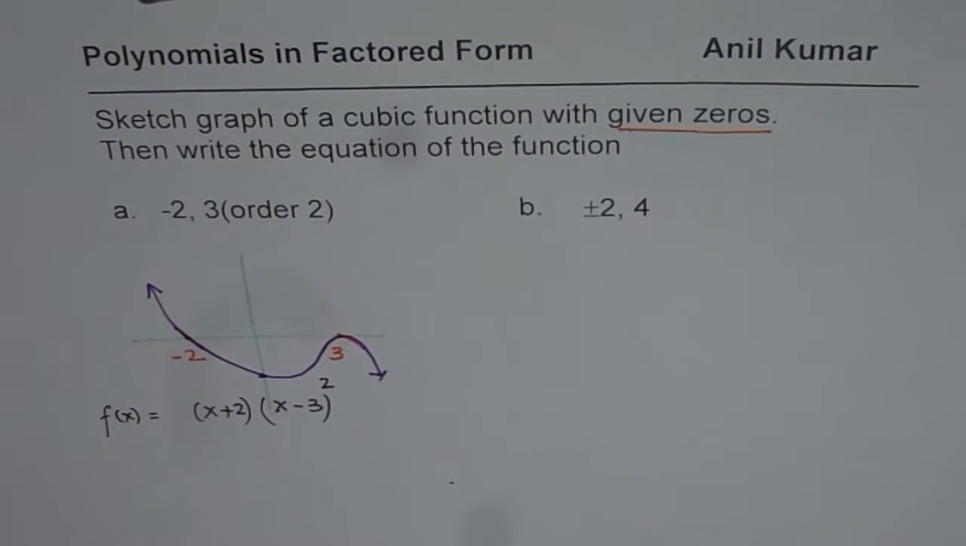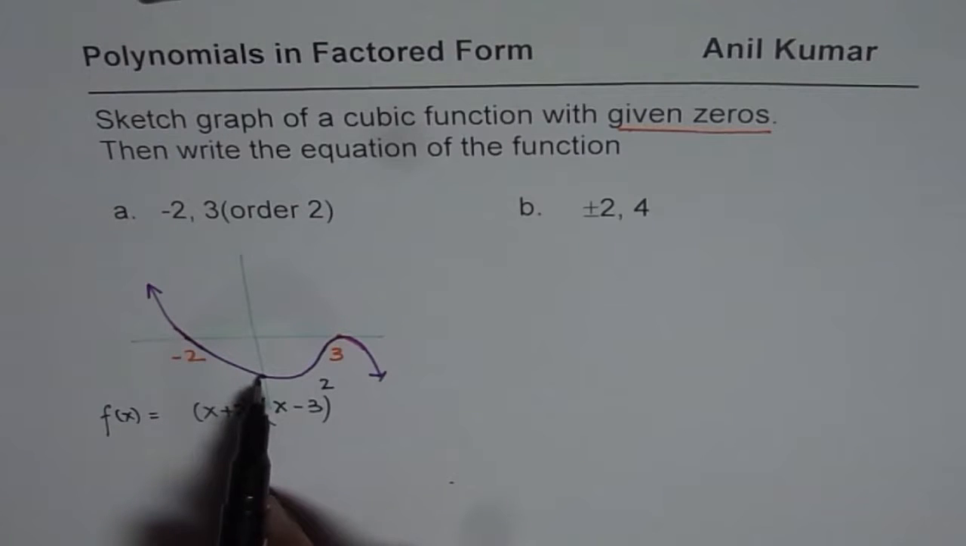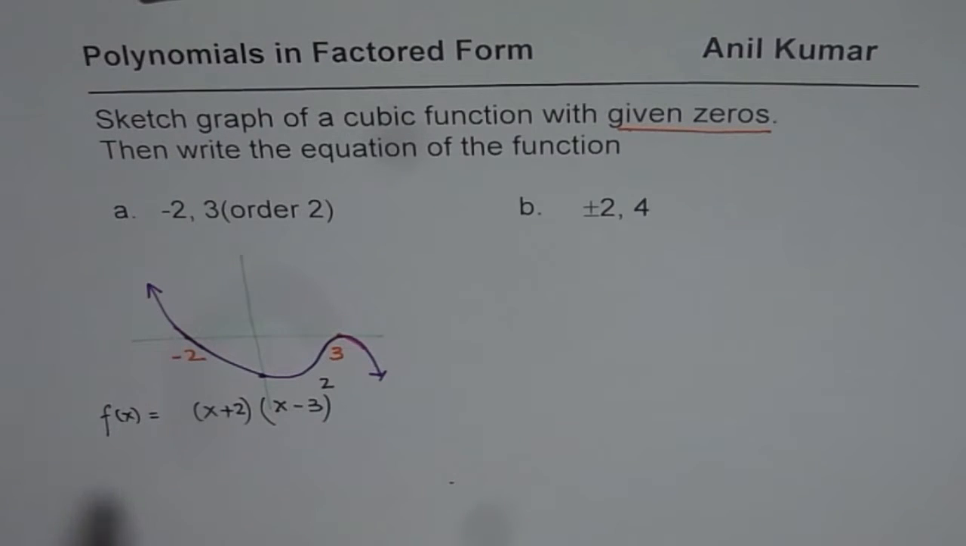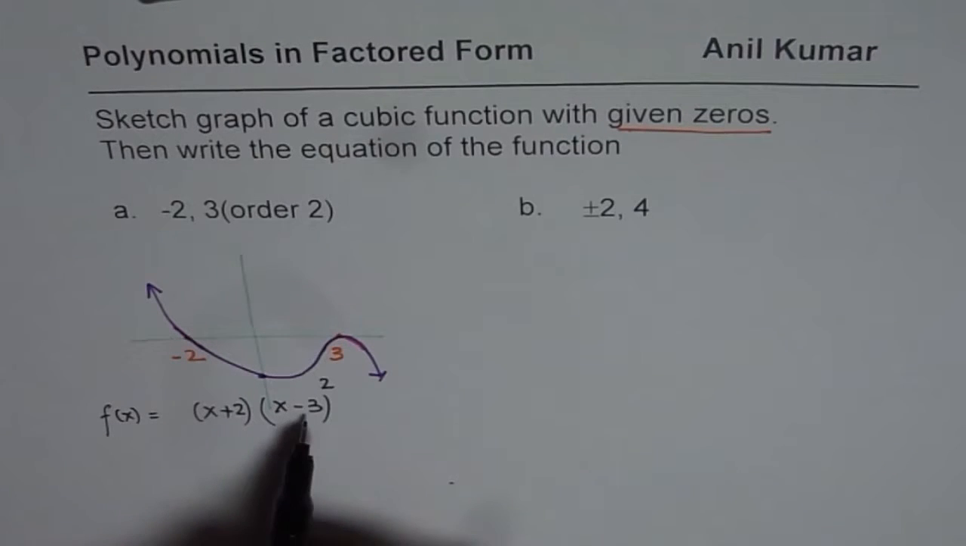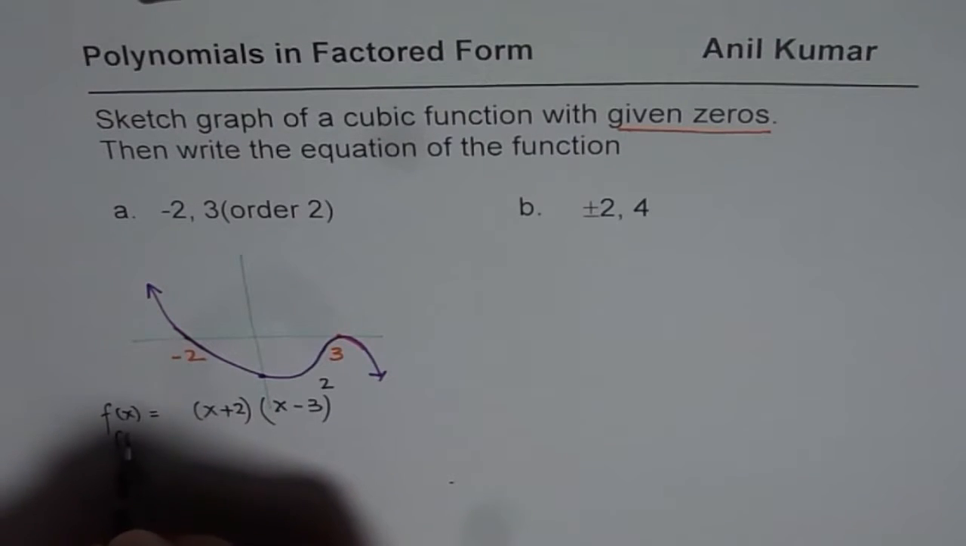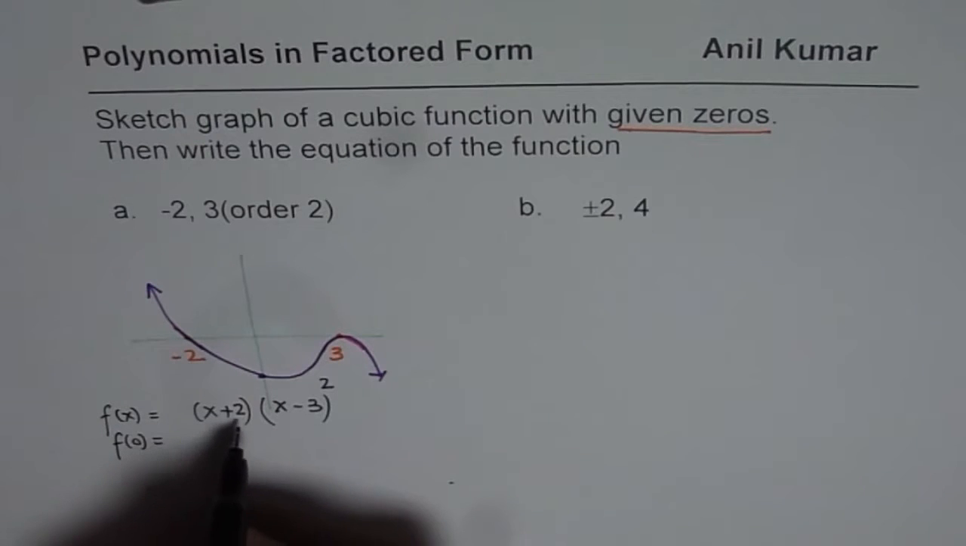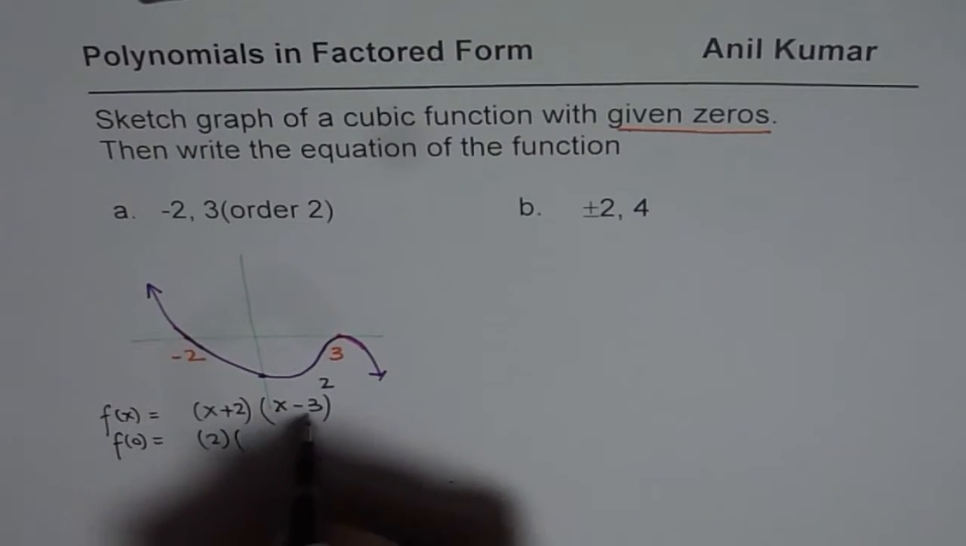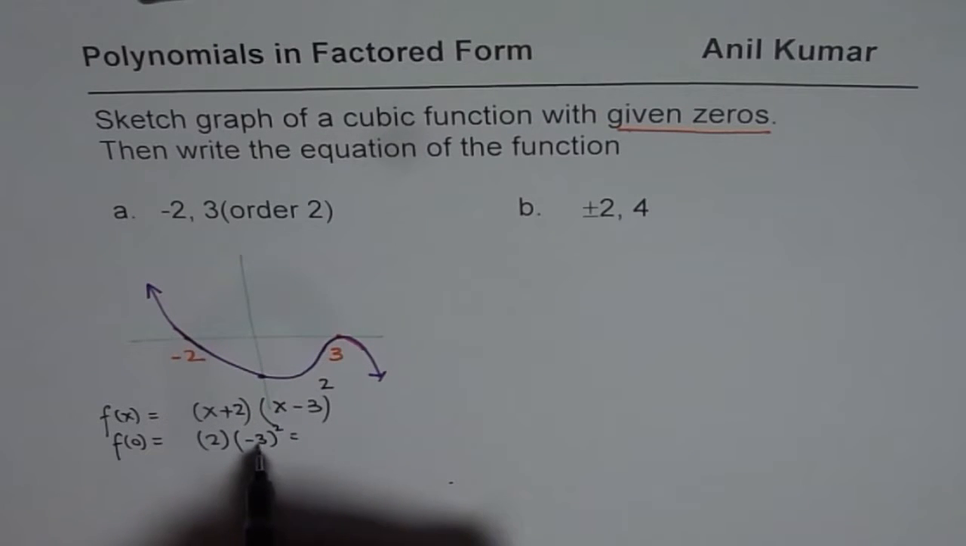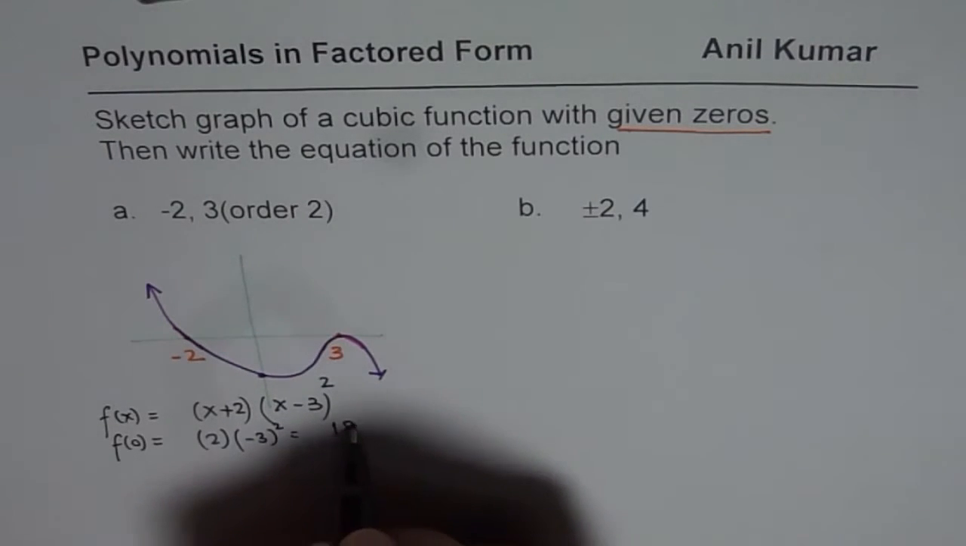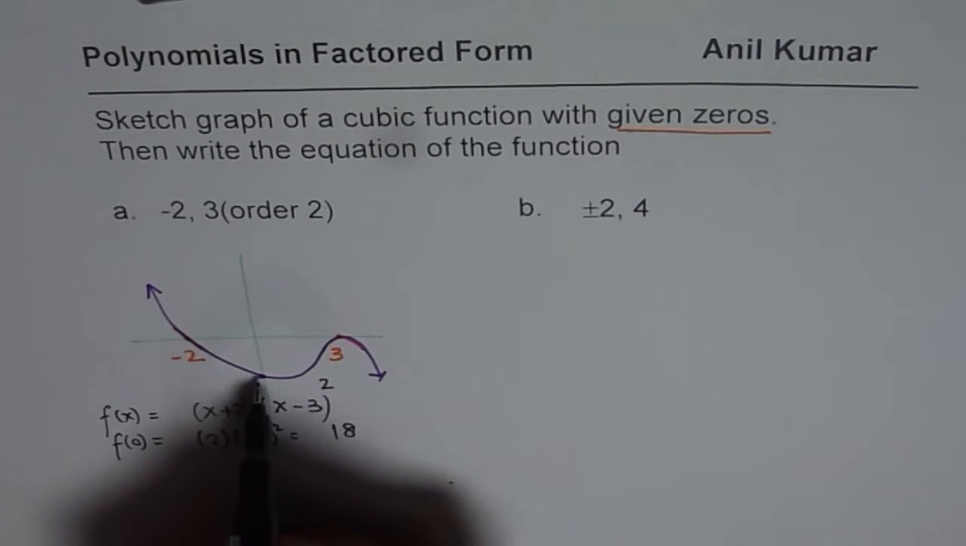Now, what should be this value a? That is decided by the y-intercept. Let me calculate f of 0 here. If I substitute 0, I get 2 times minus 3 squared. 3 squared is 9, and 9 times 2 is 18. So we get 18. However, it is on the negative side.